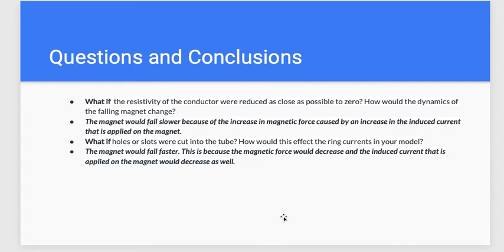And then what if holes or slots were cut into the tube? How would this affect the ring currents in your model? So it's kind of the exact opposite. The resistivity would be increased, actually, and the magnet would fall faster because the magnetic force would be decreased, and the induced current that is applied on the magnet would decrease as well.